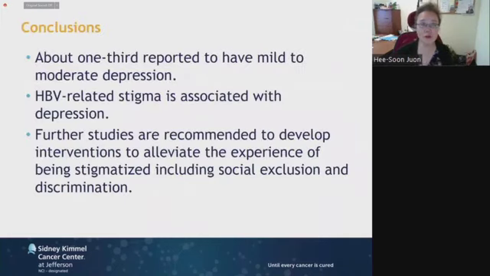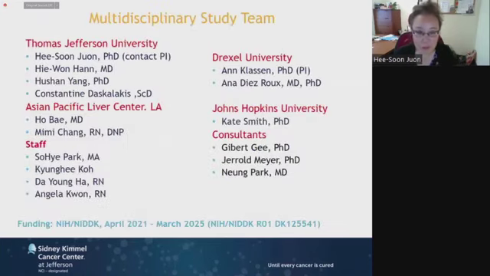So, conclusion: about 1/3 reported having mild to moderate depression. HBV-related stigma is associated with depression. So we need further study to develop an intervention program to alleviate the experience of being stigmatized, including social exclusion and discrimination. We have a multidisciplinary study team from Thomas Jefferson University, Drexel, Asian Pacific Liver Center, Johns Hopkins, and we have a consultant. Thank you.